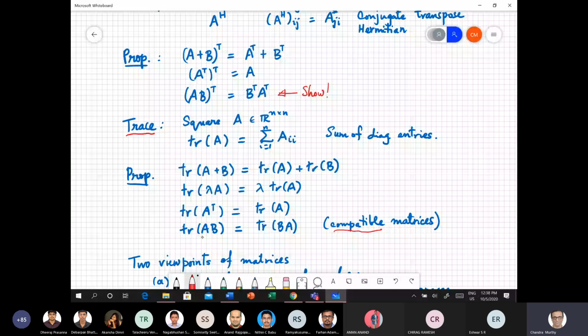Again, this is something that is worth trying as a small exercise for you to show. And once again, the way to show such a result is to simply write out what trace of AB will be in terms of the entries of A and entries of B, write out what trace of BA will be in terms of the entries of A and the entries of B, and show that these two things will be equal.